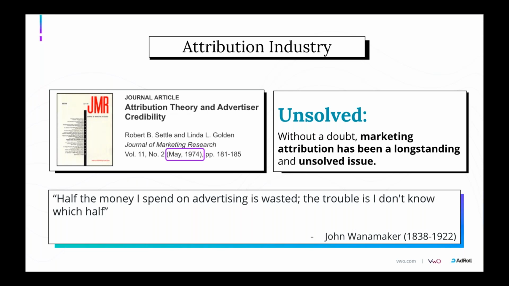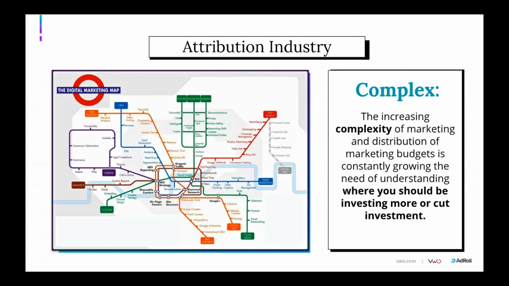But again, it's incredibly complex. There are so many different channels, different complexity of marketing, and distribution of marketing budgets across all of those different channels. So it's really hard to understand where you should be investing more or where you should cut the investment. That's the goal of attribution, helping you understand where you should spend more and where you should cut that investment.